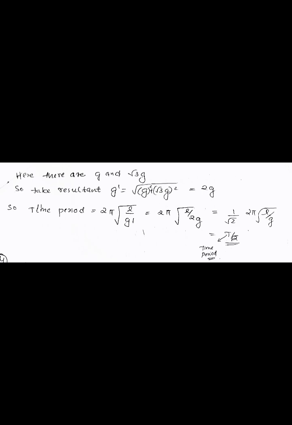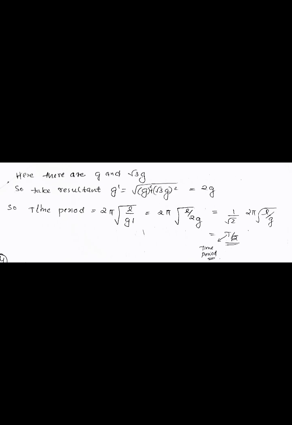This is equal to T by root 2, because we know that T is equal to 2 pi square root over L by g. Here we have taken the resultant value of the acceleration due to gravity, so that we get a new time period. That new time period is T by root 2. So the option here is C, that is, the angle is 60 degrees and the time period is T by root 2.